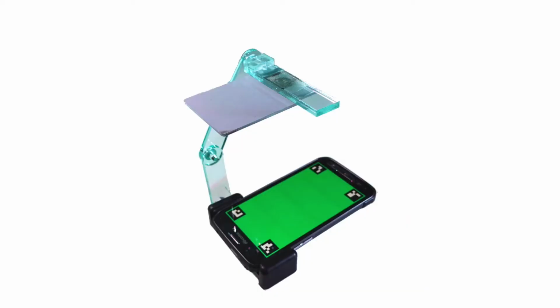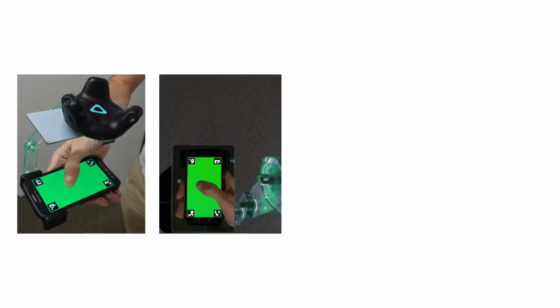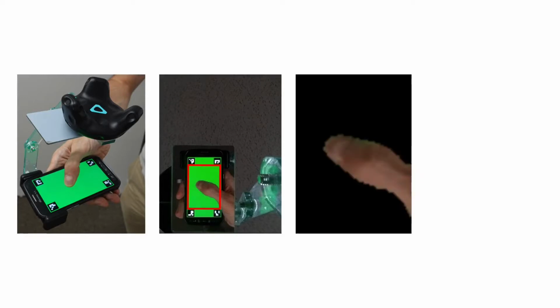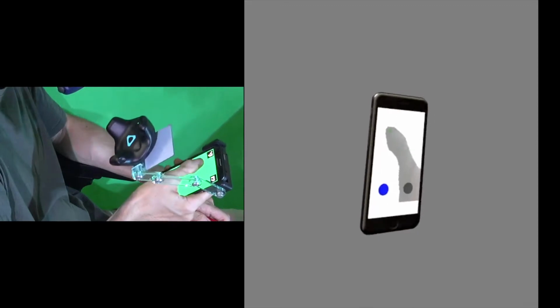The system consists of a mount attached on the phone with a mirror above the screen that reflects the front-facing camera. A VR tracker is added on top of the mirror to track the device in 3D space. Capturing is performed by the front camera through reflection, with a green screen and 2D markers allowing speedy and robust segmentation of the user's thumb moving above the screen.